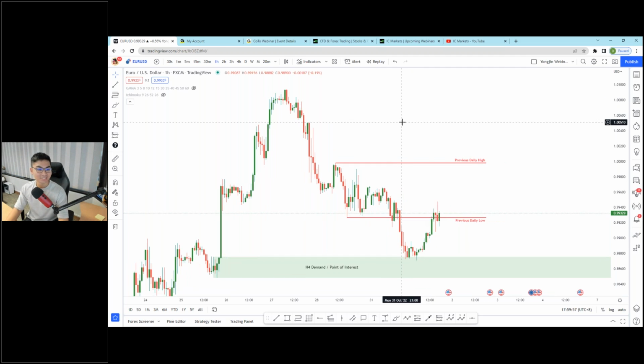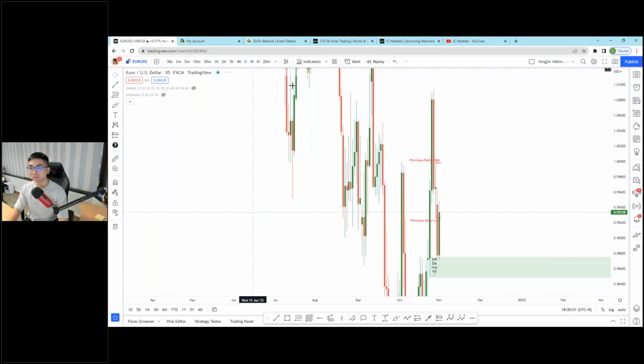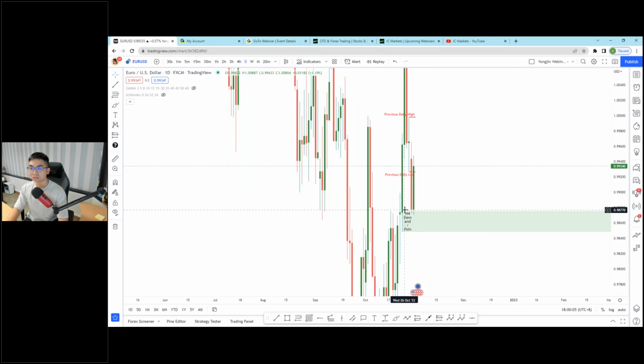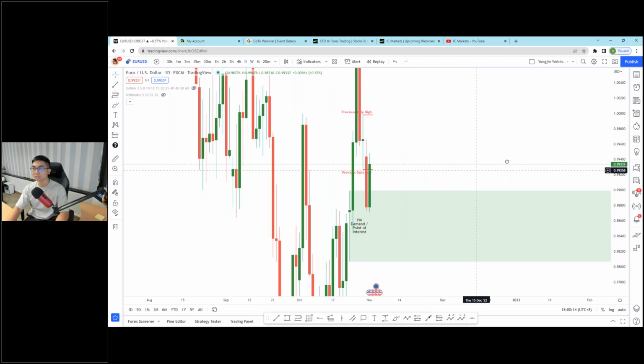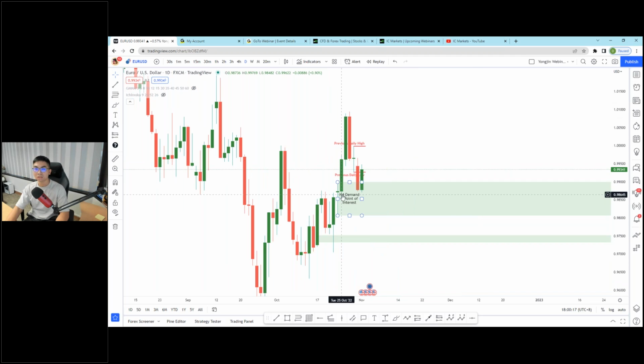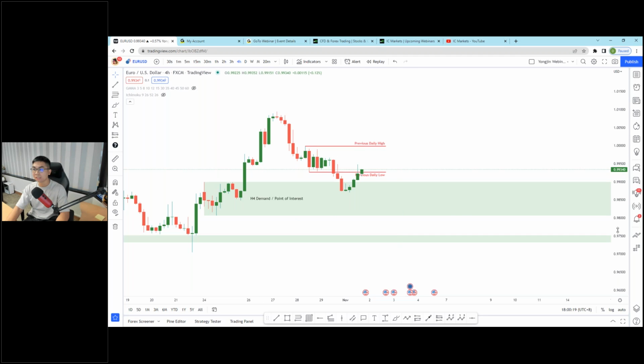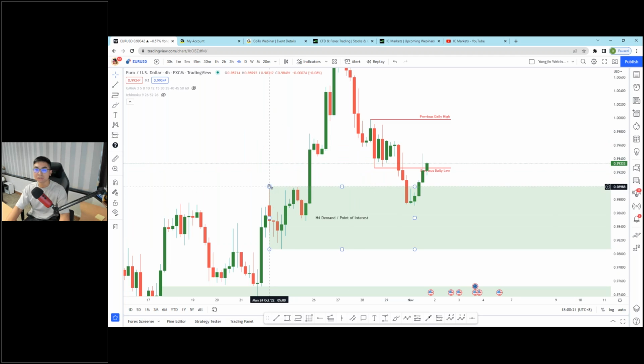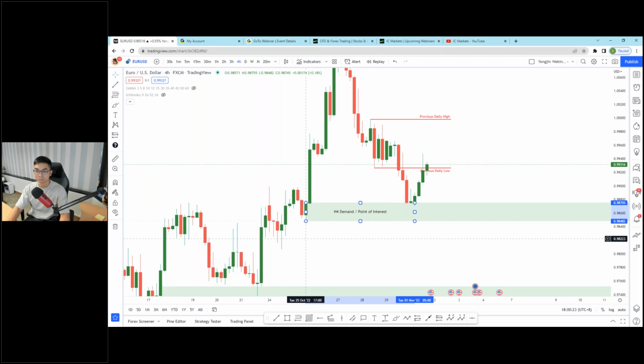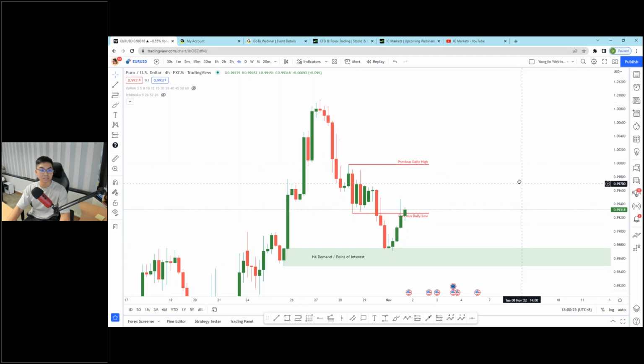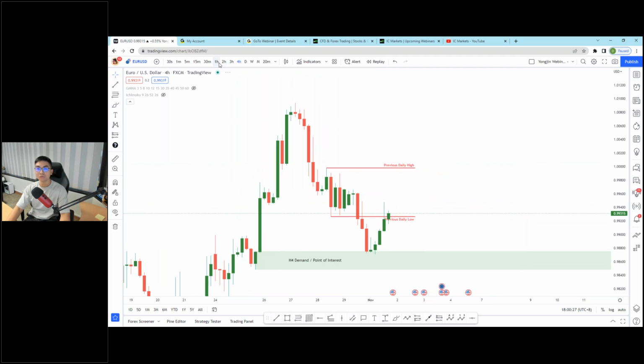It's okay. So after you draw previous daily high and low, let me go back. Previous daily high and low, I marked out the points of interest. I usually have a point of interest on the daily. For this, my point of interest was this candle right here. But then I move on to the 4 hours. I noticed there was a 4 hours demand, so I just left it as that. So I move on to the 1 hour charts.